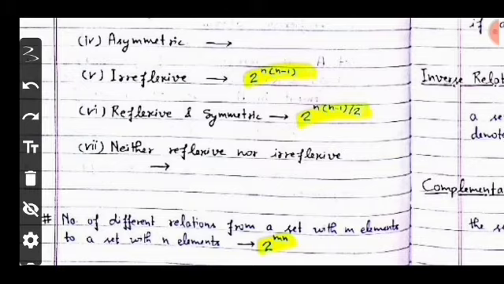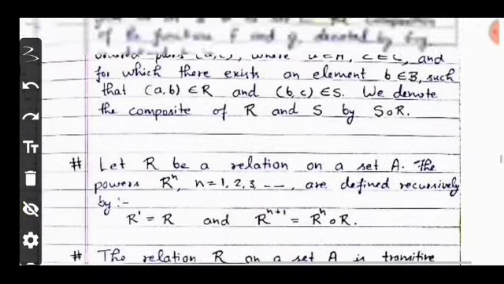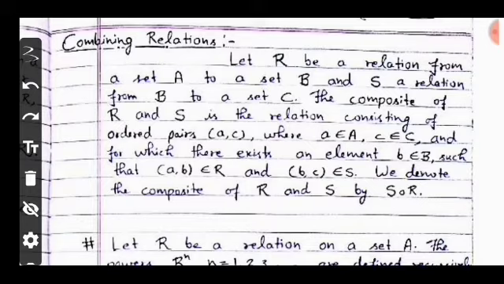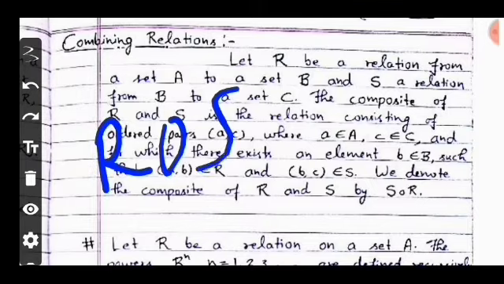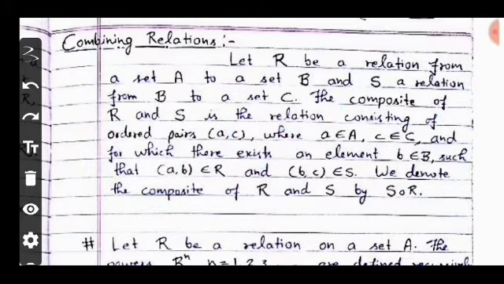Now move on. Next important point is combining relation. The combining relation is also called composite relation. So let R be a relation from A to B and S a relation from B to C. So the composite of R and S is (a, c), which means the ordered pair of a comma c. So we say that it follows the transitive property.